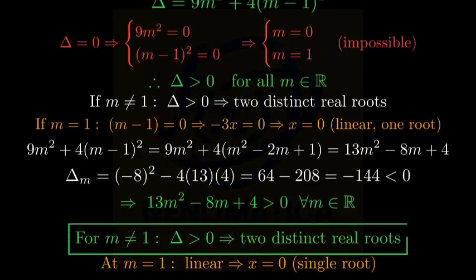Final conclusion. For all real m not equal to 1, the equation is quadratic and has two distinct real roots because the discriminant is strictly positive. At m equals 1, the equation is linear and has one real root x equals 0.